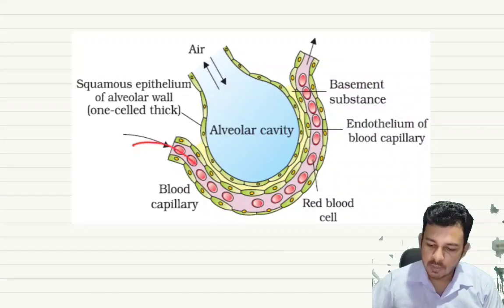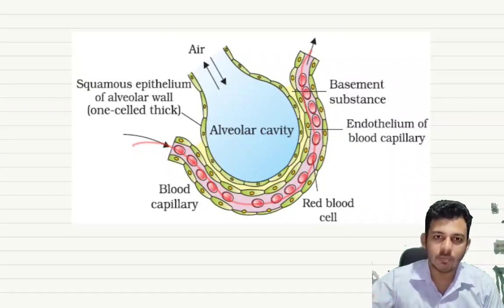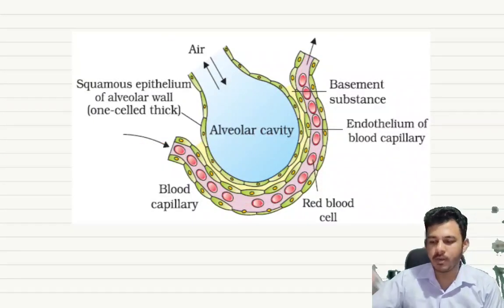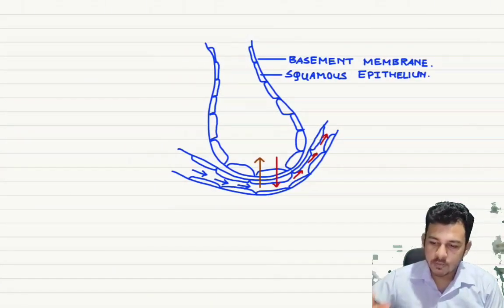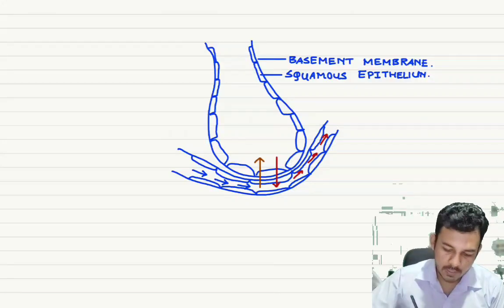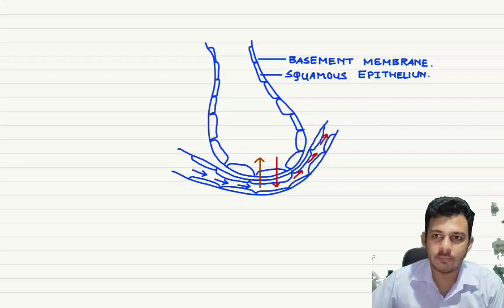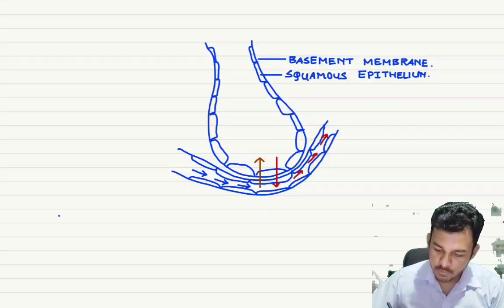So whatever blood was coming through this pulmonary artery became oxygenated here and flowed through the pulmonary veins into your left atrium and the left ventricle and the rest of the body. So these three things that we read over here, a single layer of squamous epithelium, then the endothelium and the basement membrane, form a structure which is known as the diffusion membrane.